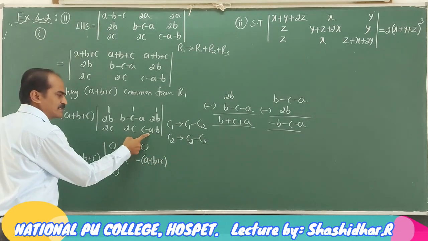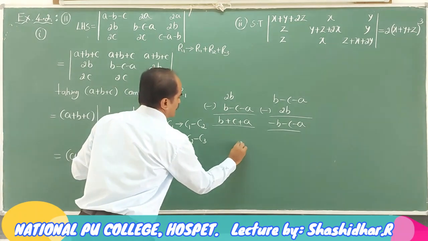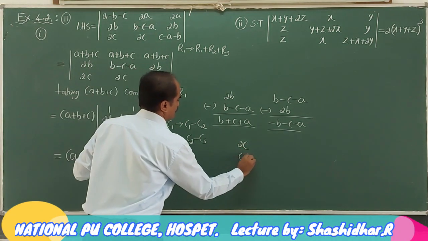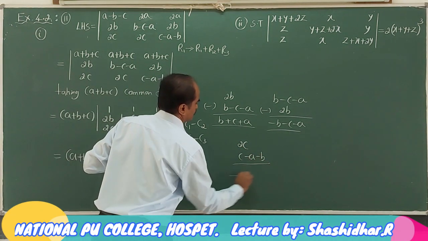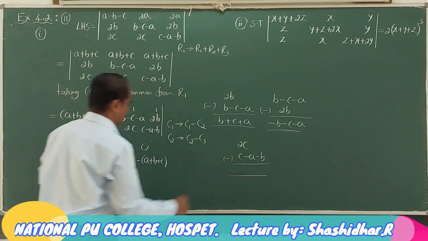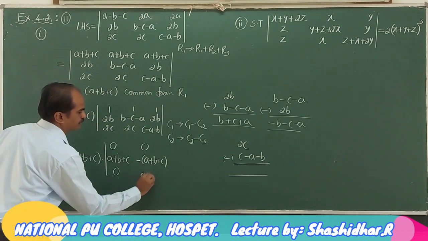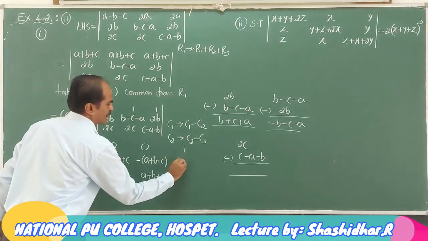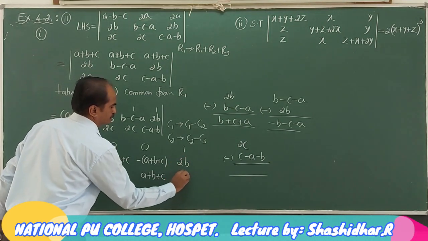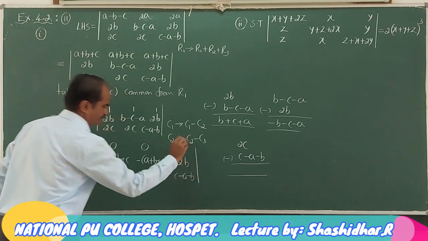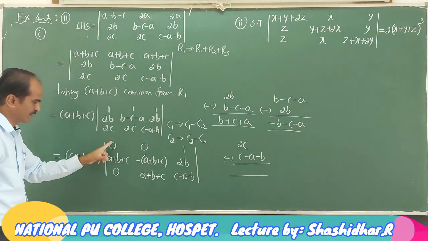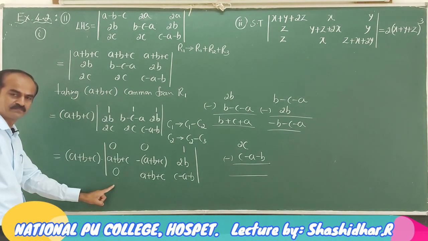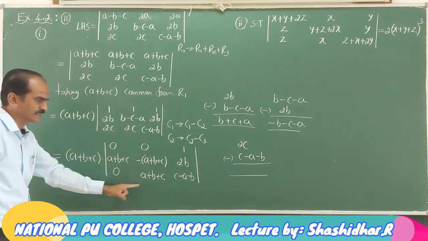This is 2c minus of this. In 2c, I had to subtract c minus a minus b. If you do this, what you are going to get? A plus b plus c. So third column written as it is. Now you are able to take a plus b plus c common from first column as well as second column.